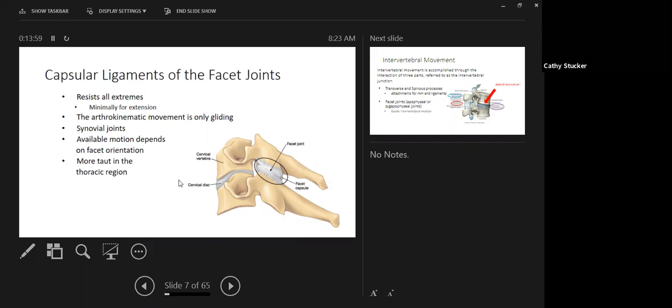The thoracic region tends to have much tighter, much more taut capsular joints, but you also have the integration of the rib in that circumstance. So the motion in the thoracic spine is very much limited because of the capsular tightness and because of the rib attachments.